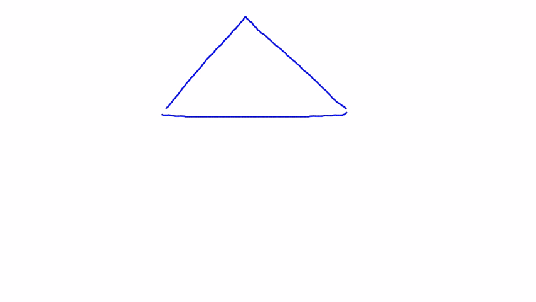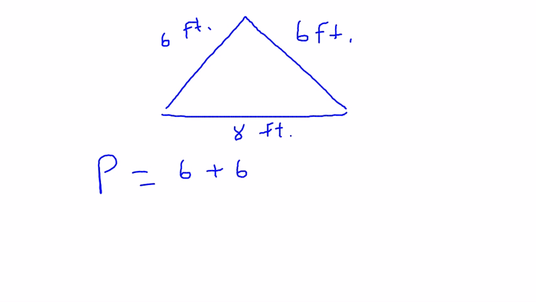So let's imagine that you had a garden in the shape of a triangle, and its measurements were 6 feet by 6 feet by 8 feet, and you wanted to figure out the perimeter of your garden. You would basically just add up all the lengths of the sides. So your perimeter would be 6 feet plus 6 feet plus 8 feet. 6 plus 6 is 12, and 12 plus 8 equals 20 feet.